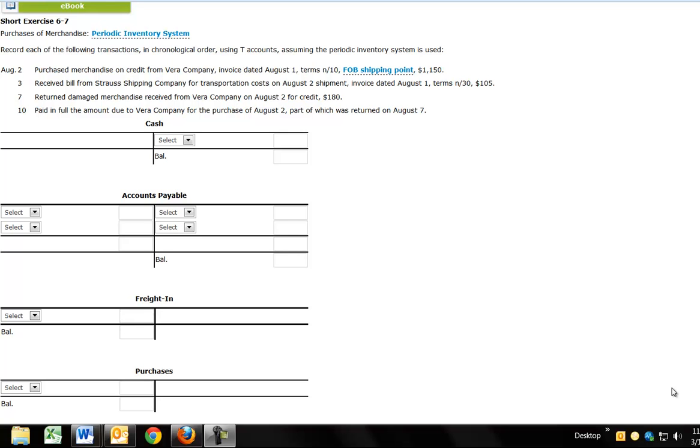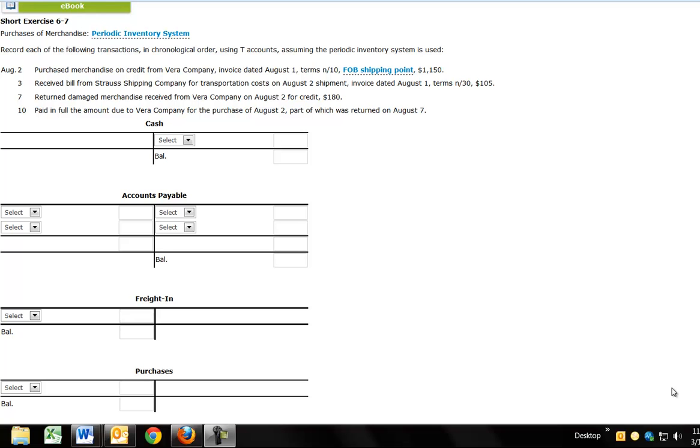In this example, we're going to look at the T account transactions for the purchase of merchandise using the periodic inventory system. So remember, with the periodic inventory system, we are dealing with a system that does not update its inventory and cost of goods sold after each sales transaction. The cost of goods sold is not updated and the inventory is not updated until the end of the accounting period, and that is done on the periodic income statement. So be sure and watch the examples on the periodic income statement.